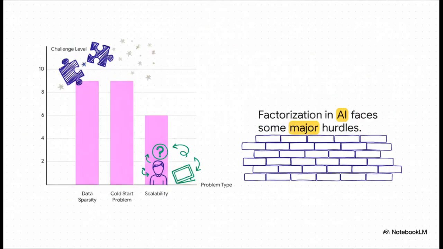Now, of course, it's not a perfect system. These AI models face some pretty big hurdles. Data sparsity, for example, just means most of us haven't rated most of the things out there. And the cold start problem? That's what happens when a brand new user signs up or a new movie comes out. The system has zero data to start with, so it's just guessing in the dark.